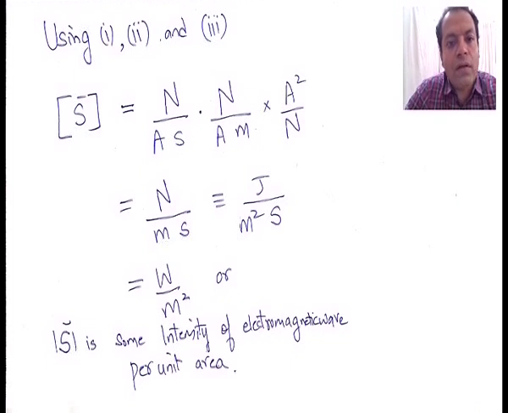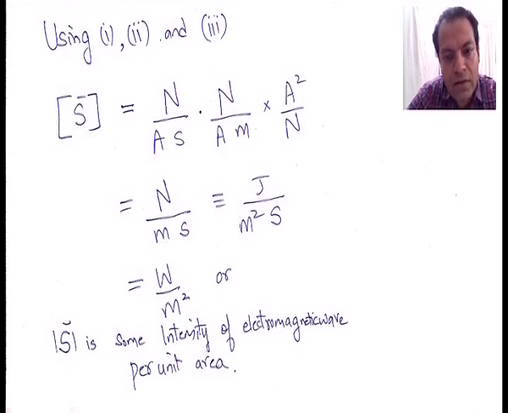Using 1, 2 and 3, where we found the dimensions of the electric field, magnetic field, and permeability, we had electric field cross magnetic field divided by the permeability. So what would be the dimensions of this new quantity S? The dimensions of the electric field into the dimensions of the magnetic field divided by the dimensions of permeability. A lot of terms cancel out and you are left with newton per meter second. I can multiply both the numerator and denominator by meter, and newton meter is joule. So this is joule per meter square second.